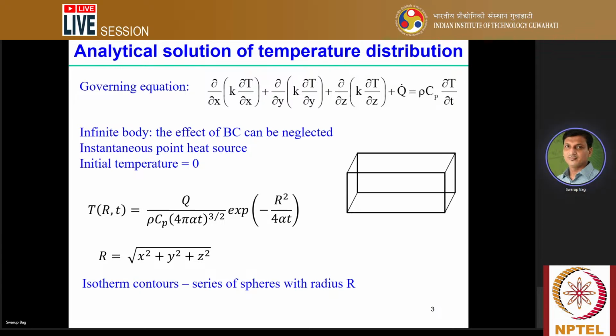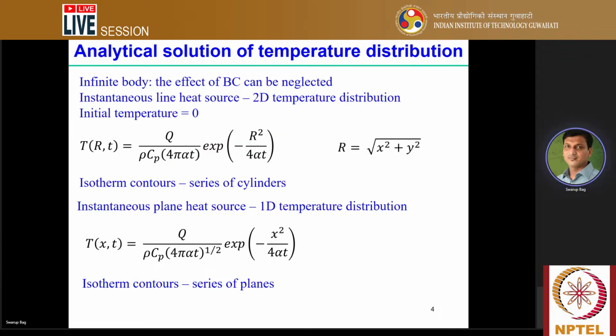Now, if we change it, with the infinite body where the effect of boundary condition can be neglected, it is another case. But here, instead of the point heat source, we are assuming an instantaneous line heat source. That means the application of the heat over a line, so you are representing the power per unit length as the input to the domain. In this case, we will get a two-dimensional temperature distribution, and the initial temperature is also 0.